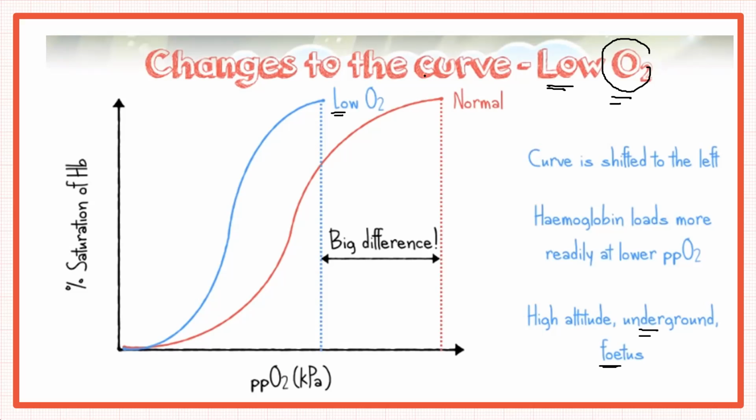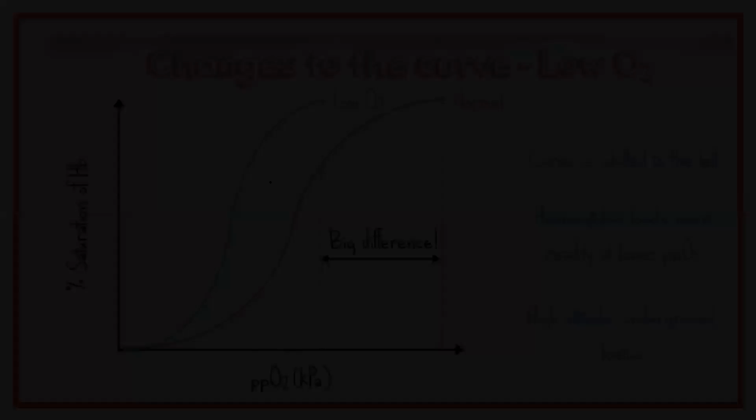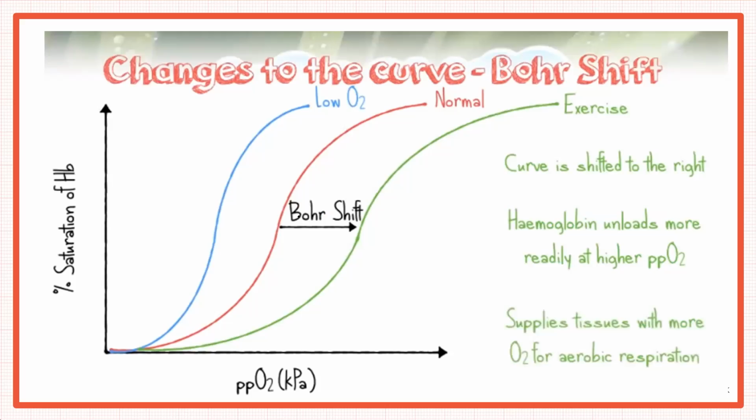So you can see that there's a big difference. They showed you the normal standard curve, the red one, and this is the blue one, which is showing you what happens to the curve when there is low oxygen concentration. And whenever there is a high concentration of carbon dioxide, this is what we call the Bohr shift. When we talk about the Bohr shift, we are referring to the concentration of carbon dioxide.